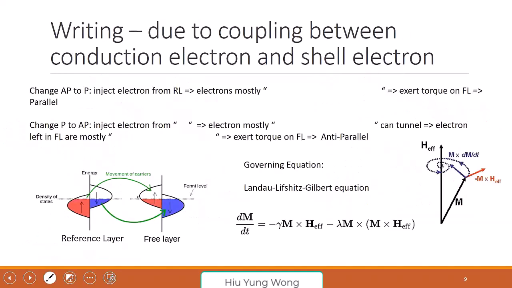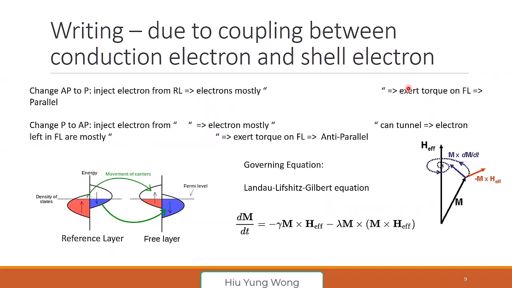Now this is red. Then how do I write it? How do I write a state, right? When writing, basically I want to change, for example, from anti-parallel to parallel. So we are just going to fill up the table.